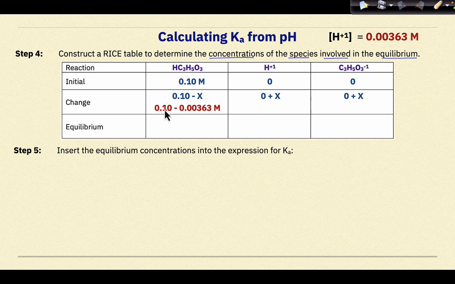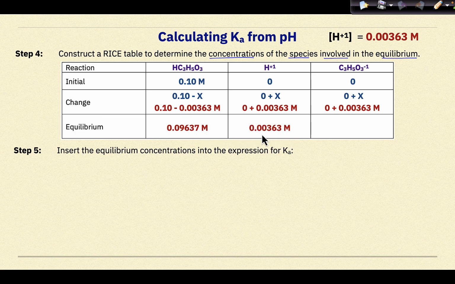So 0.10 minus 0.00363 molar. And then we'll have the concentration of our hydrogen ion represented here. And because there's an equal ionization of hydrogen ion to anion, both of these numbers will be the same. Because we have our x value from above, we can solve for the equilibrium values. For the lactic acid, that's going to be 0.09637 molar.